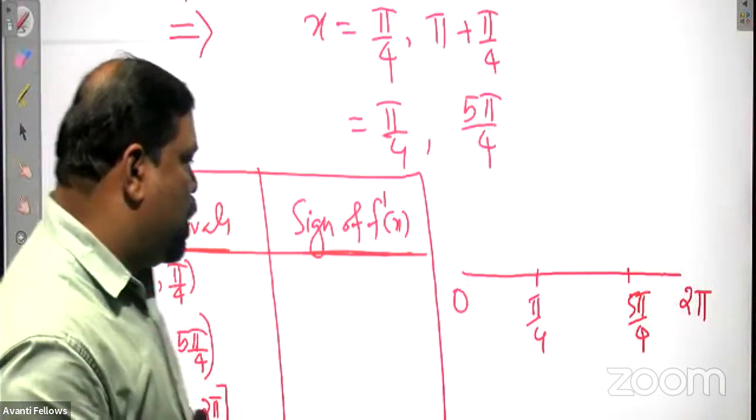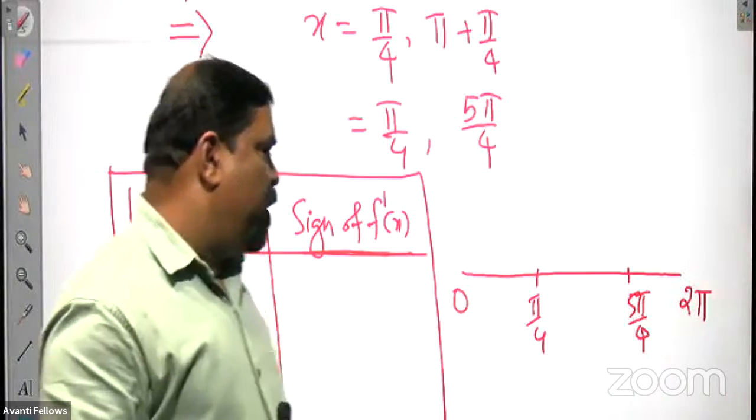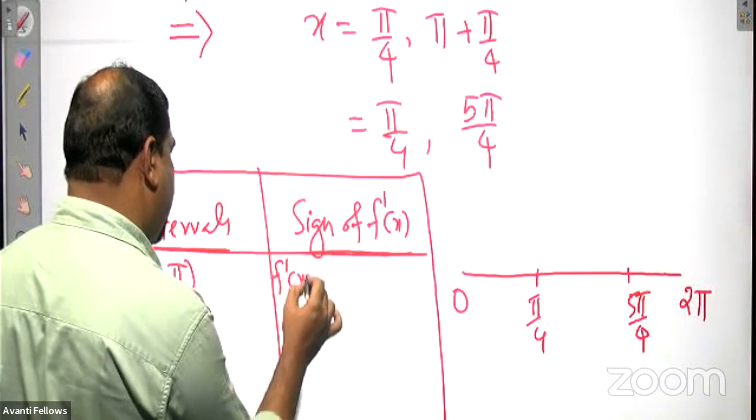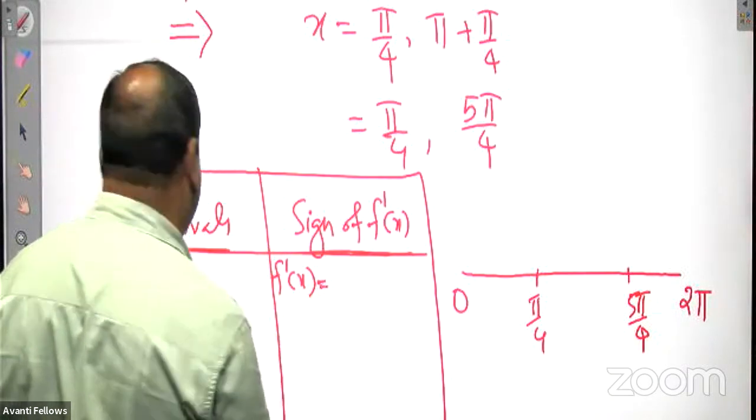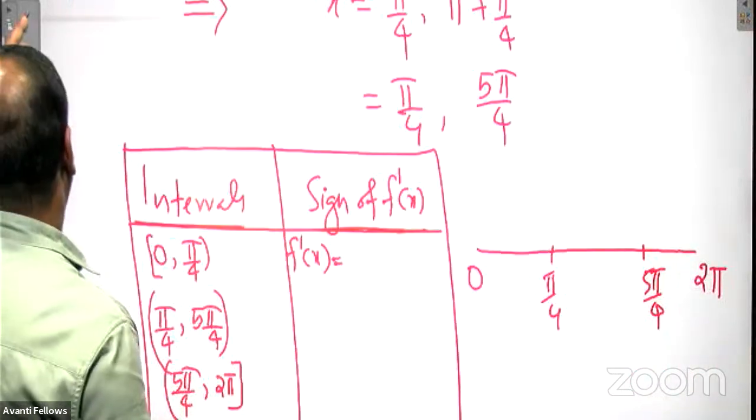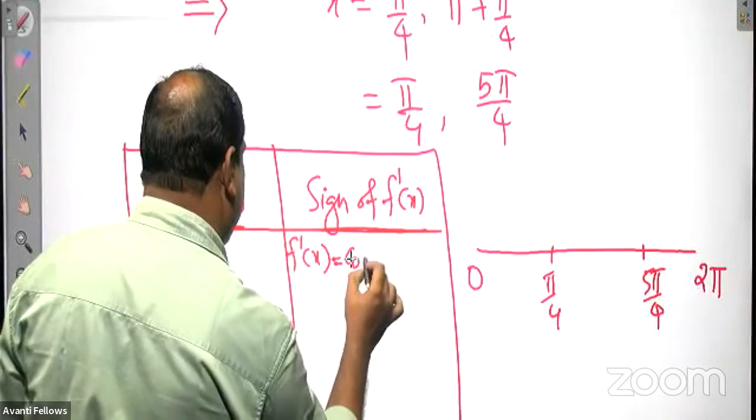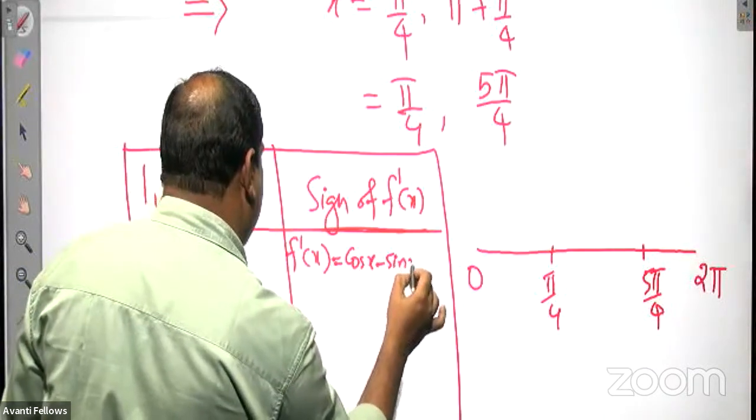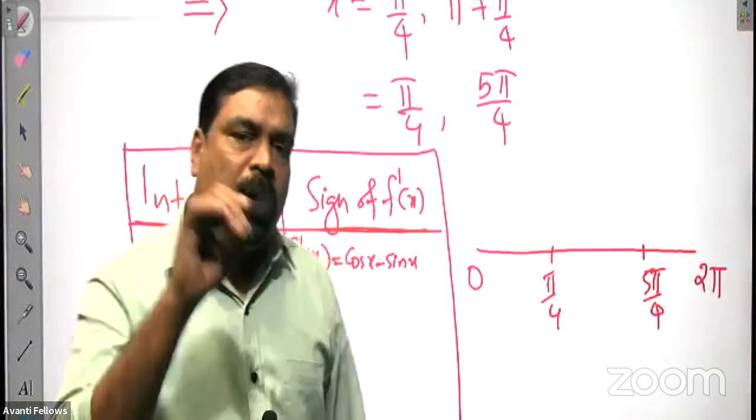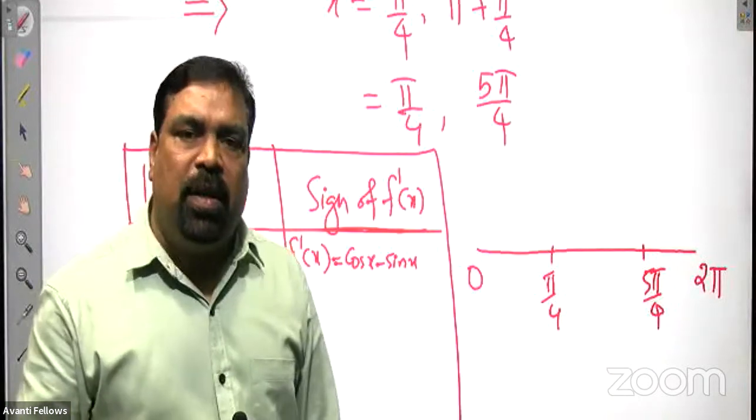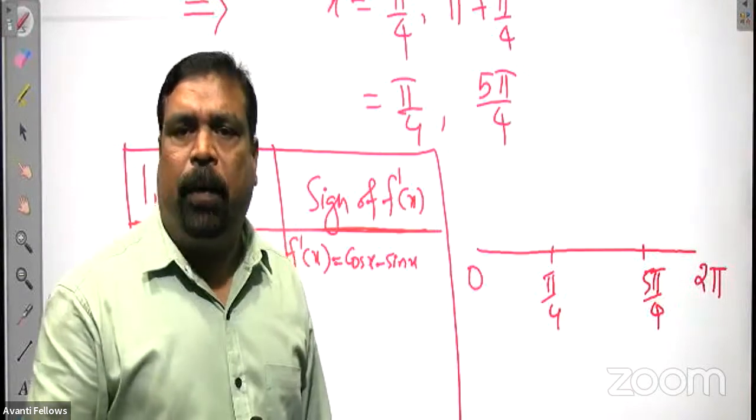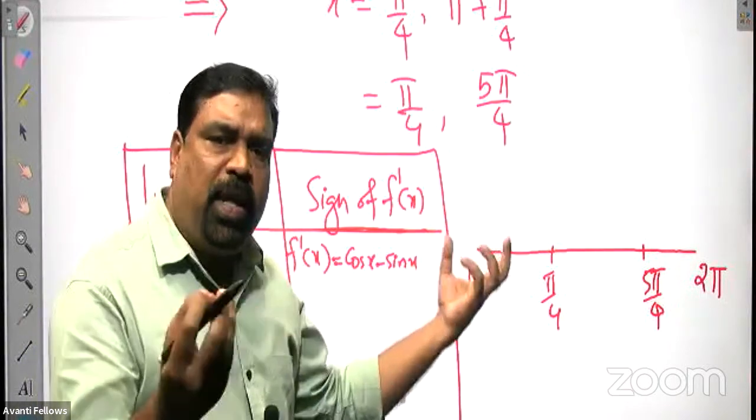Okay. Now in the first interval, 0 to pi by 4, what is the sign of f dash x? We need the sign of f dash x. F dash x is actually cos x minus sin x. So whether it is positive or negative, that is my question. How to identify this? Same technique we can use. In that interval, you choose a value which is known.